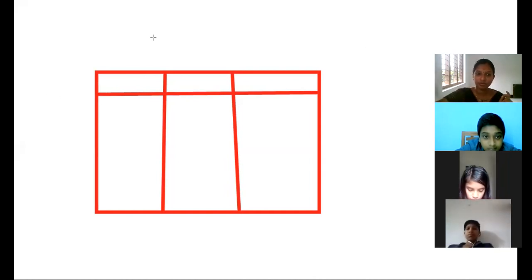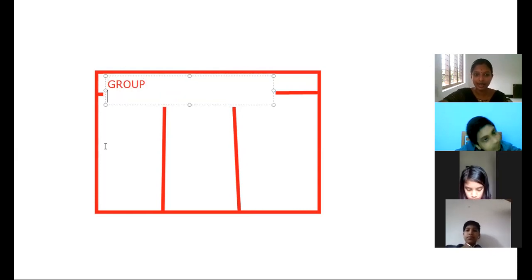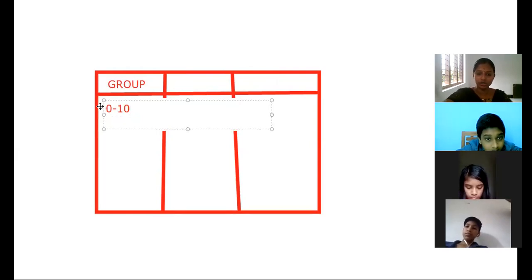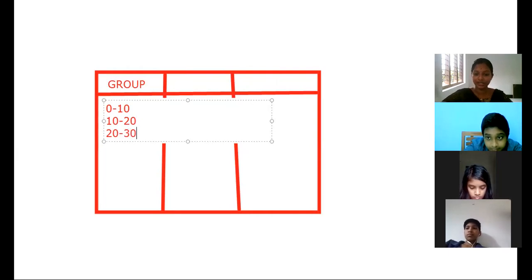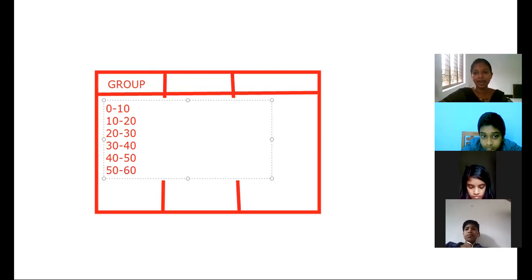Which are our groups? In the first column, we have just grouped our data. Which is our first group? The first group is 0 to 10. And our second group is 10 to 20. And then 20 to 30, and then 30 to 40, and then 40 to 50, and 50 to 60. These are the groups we have made.